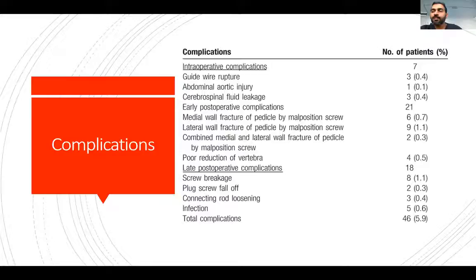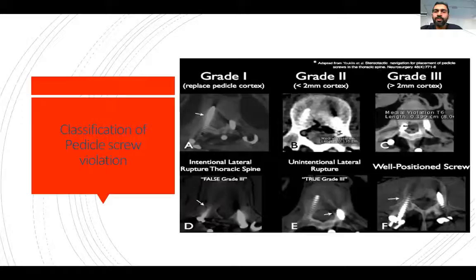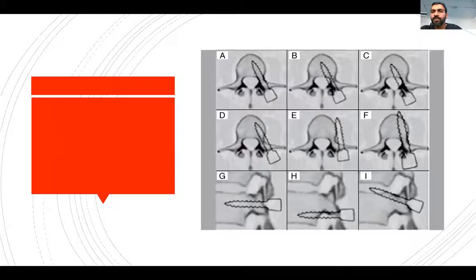This slide shows the classification of the pedicle violation. In grade 1, the pedicle is replaced by the screw. In grade 2, less than 2 mm of the cortex is breached, and in grade 3, more than 2 mm of the cortex is breached. This slide also shows the grading.